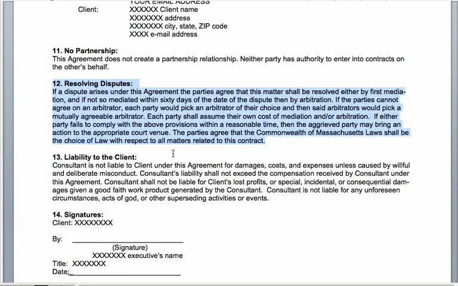Now, resolving disputes, this clause here requires some discussion, because in a lot of consulting agreement templates that I've seen, particularly in books, they often have rather generic wording here to the effect of, oh, if there's a dispute regarding this agreement, then that dispute shall be brought to the appropriate court of law for resolution.